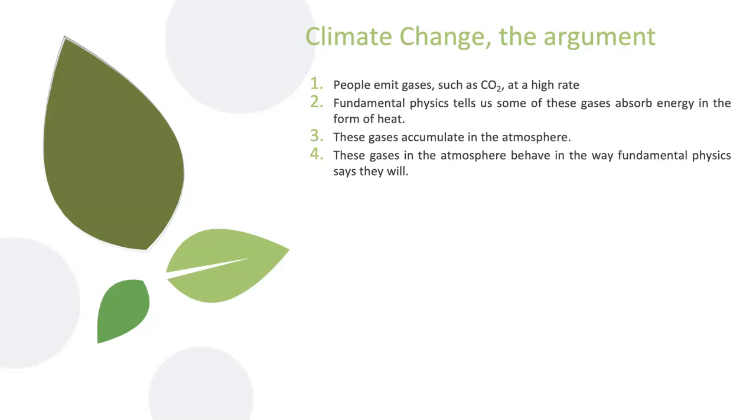In philosophy, we like to organize things very explicitly as what we call arguments. These are sets of sentences that are supposed to follow from each other, or assumptions that when combined lead to another claim. So premise one, we call them premises, these sentences. People emit gases, such as carbon dioxide, at a high rate. High here, don't read too far into that, just say that takes place over whatever amounts of gases that we produce. We emit gases such as CO2.